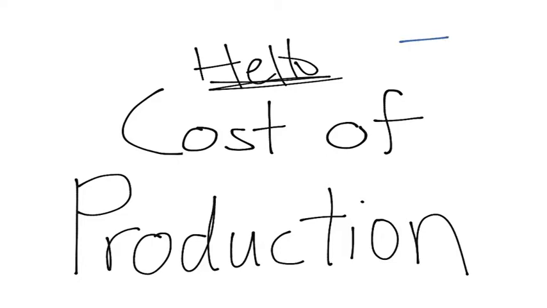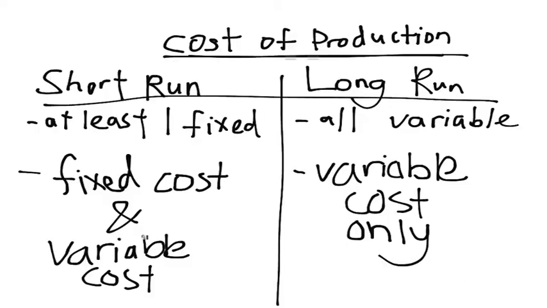And this part is important because if you don't understand the cost of production, it's hard for you to comprehend perfect competition, oligopoly, monopoly, and even monopolistic competition in the next few chapters. So let's start. Just a quick refresher.